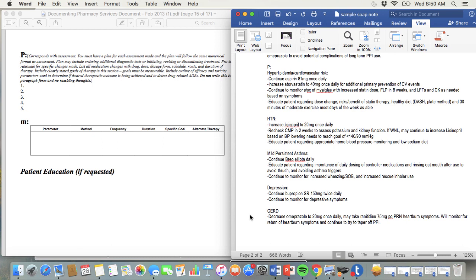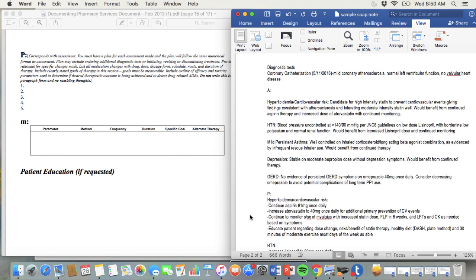So here we can decrease the omeprazole to 20 milligrams once daily, may take ranitidine 75 milligrams PRN heartburn symptoms, and will monitor for return of those symptoms, continue to try to taper off the PPI. Because remember, we do have to taper those medications to prevent sort of a rebound effect. So here you've got an organized list of all your problems in the assessment and the plan. They correspond to each other, and if you are the reader and you read the assessment, you should be able to guess the plan. And then the subjective and objective is the information that is used to develop the assessment plan.